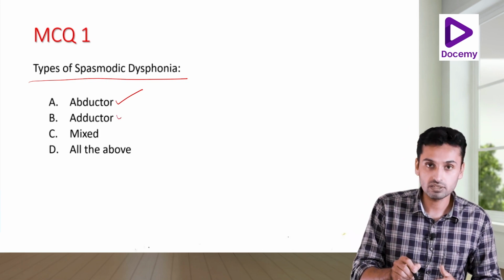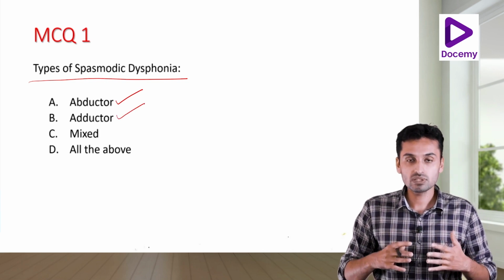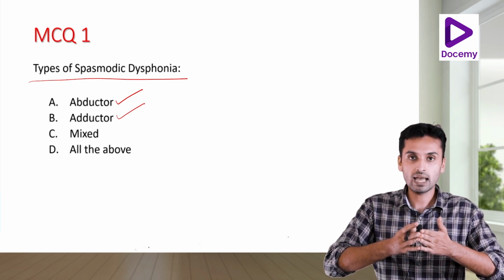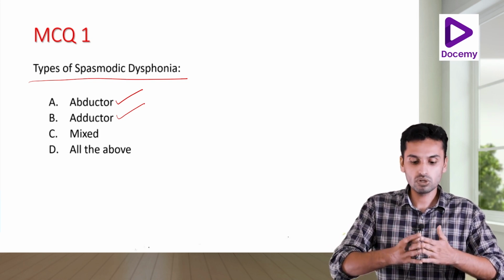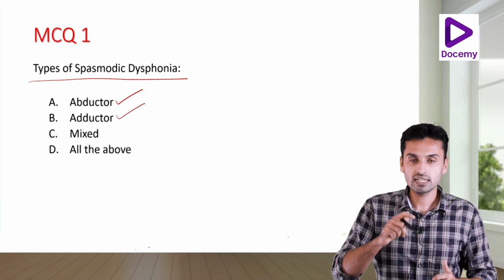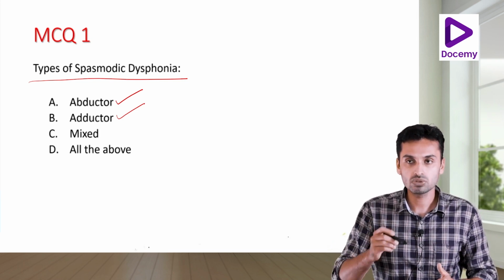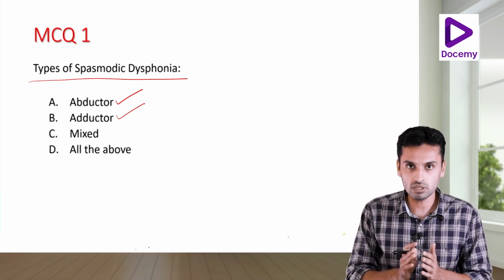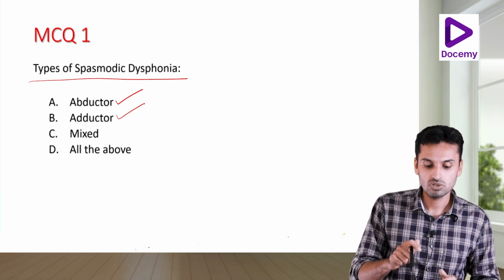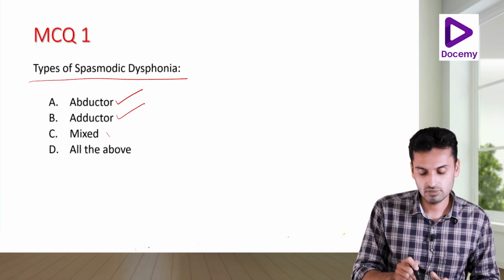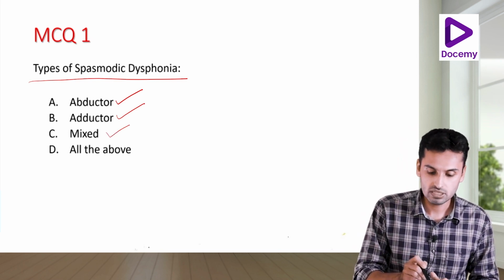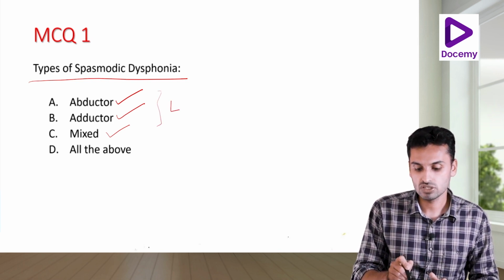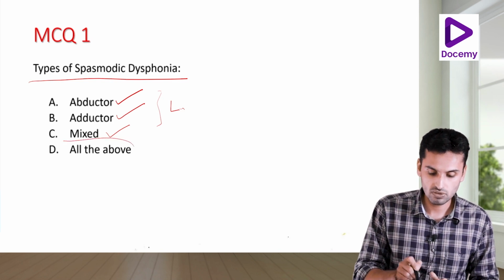The opposite happens in adductor. You ask them to say phrases which inherently keep the vocal cords open, like vowels. So my vocal cords are actually open. You tell them to say 80, 81, 82, and suddenly there is a spasm of the adductor, so the A becomes strained. So that is adductor. And sometimes you can have a mixed variety. So you have abductor spasmodic dysphonia and adductor spasmodic dysphonia, and these are all examples of a laryngeal dystonia. So the answer is all of the above.